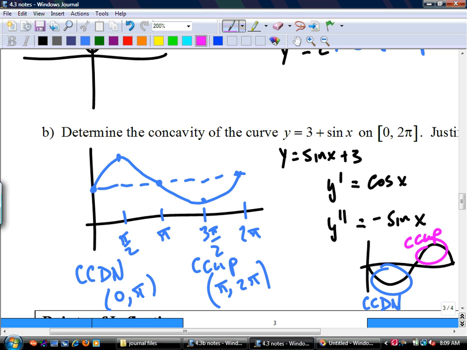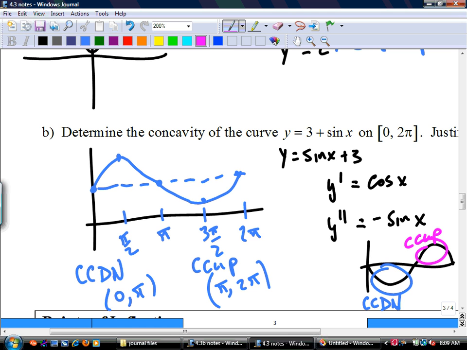Not the curve. I'm not talking about the curve of negative sine x being concave down and concave up. I'm talking about the y values on the graph of y equals negative sine x. I am not talking about the curve itself, I'm talking about its y values. You should have immediately gotten your eyes crossed. Like, what? That's not concave down, that's concave up. But I'm not talking about the concavity of that graph. I'm talking about its y values.